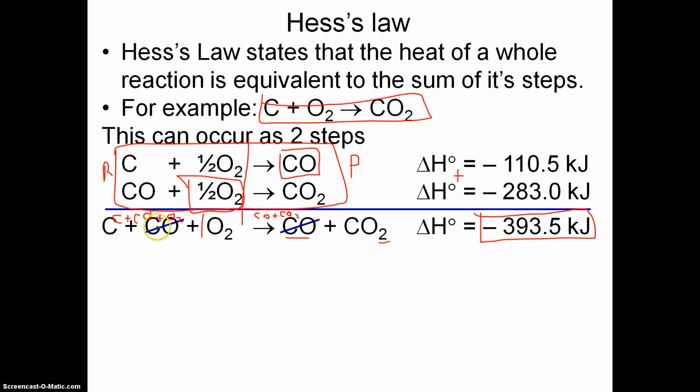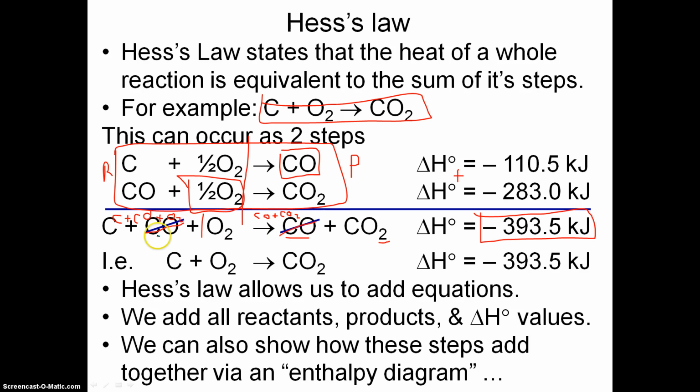Now over here we have two things that are the same. So you have carbon monoxide on the reactant side and carbon monoxide on the product side. What you can do is just cross them out, so they won't be in your final equation. So when you cross them out, you get what we were looking at, carbon plus oxygen to give you CO2. And this is what our initial target reaction was. So Hess's Law allows us to add equations. We add all the reactants, all the products, and all the delta H values that are given.